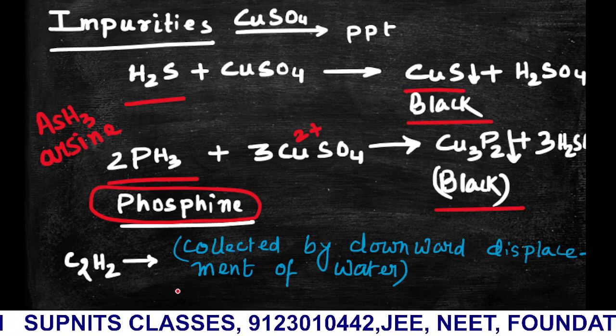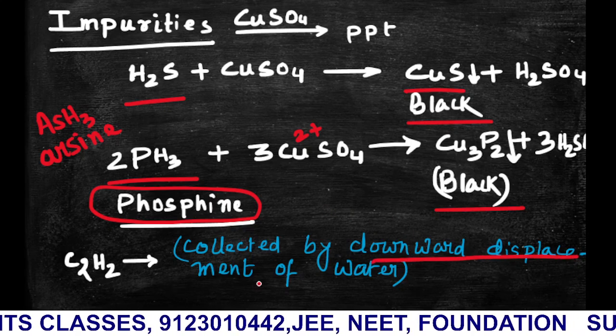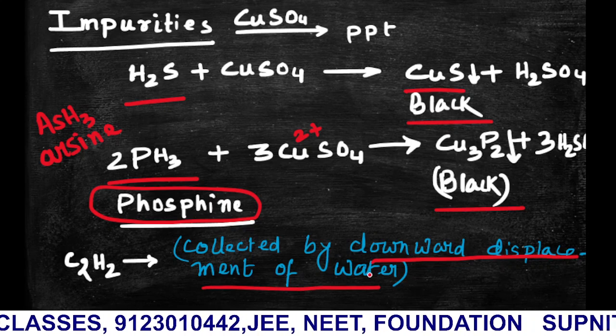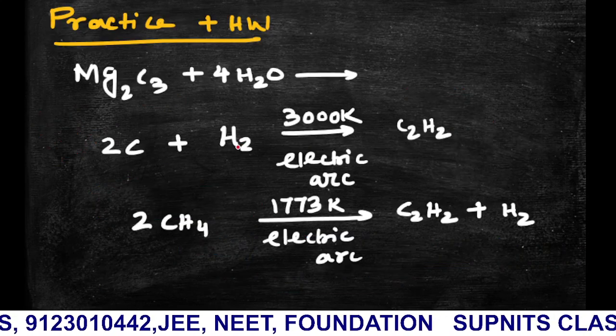C2H2, which is the alkyne, the basic product that we are after, is collected by downward displacement of water, because very simply, it's lighter than water, guys. Why not air? It can burn in air.